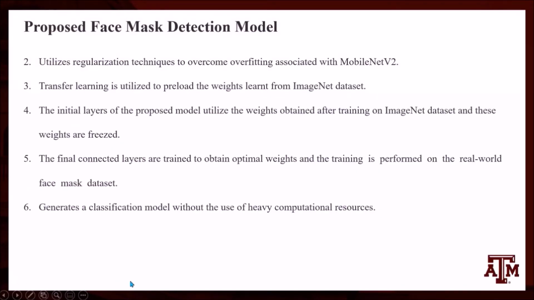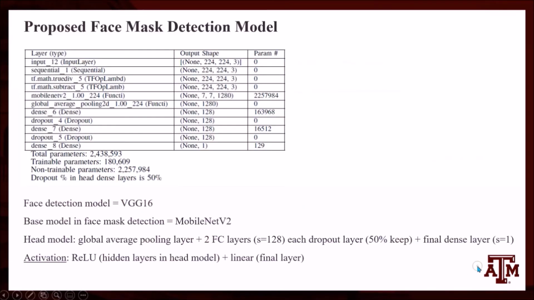Now, in our model, we have used regularization techniques to overcome the overfitting associated with MobileNet V2. Transfer learning has been utilized to preload the weights from the ImageNet dataset. The initial layers of the proposed model utilize the weights obtained after training on the ImageNet dataset, and these weights are frozen, and the final connected layers are trained to obtain the optimal weights. It generates a classification model without the use of heavy computational resources.